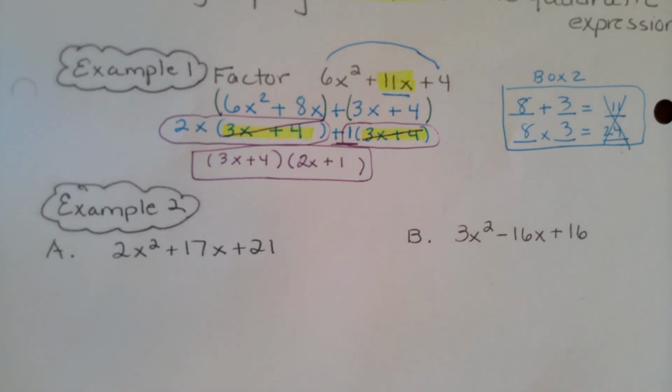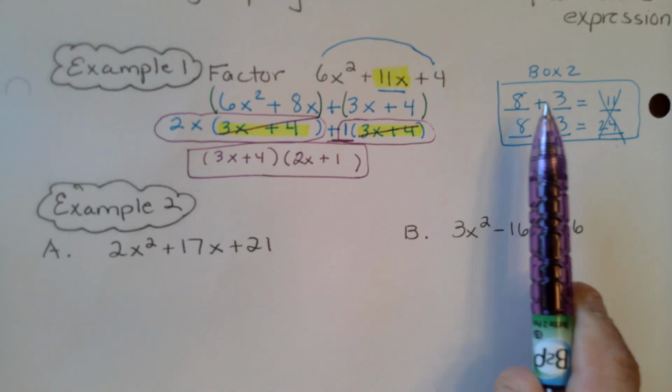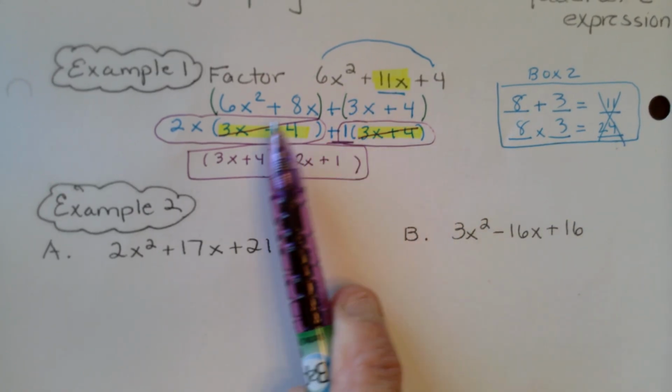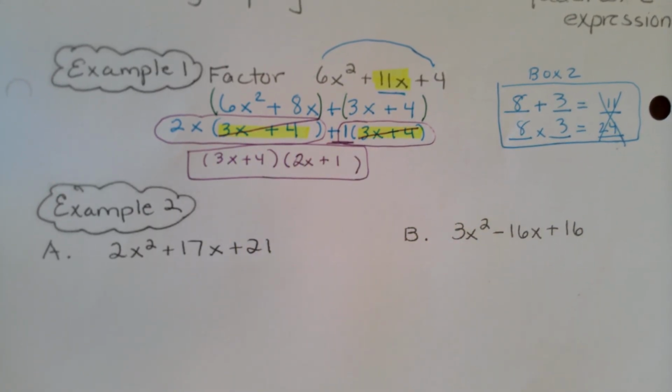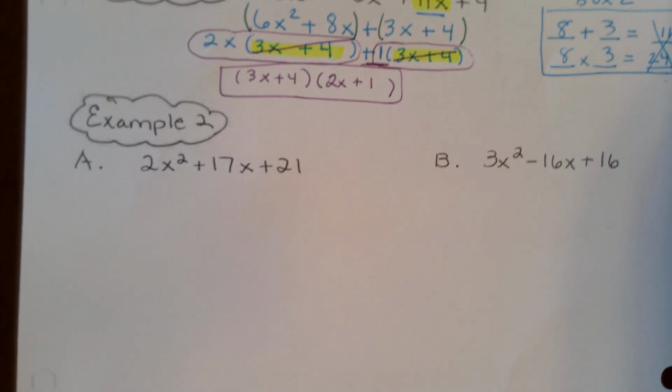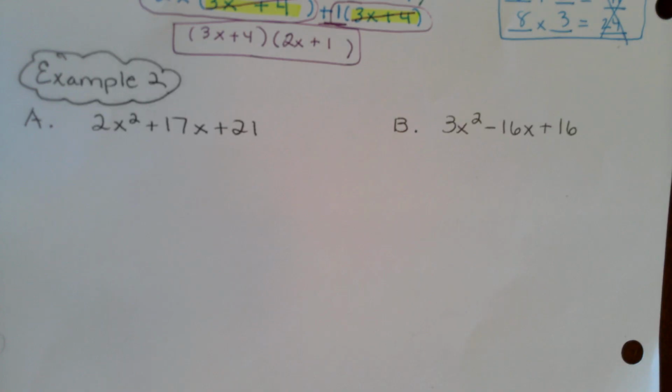So a little bit of extra work. You can't just be done here. You have to rewrite that middle term, group it, and then you're done. So box, rewrite, group. Box, rewrite, group. All right, let's try another one. Then I'm going to set you free to try one on your own.